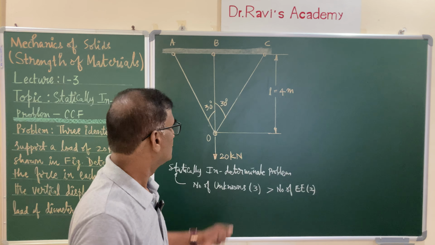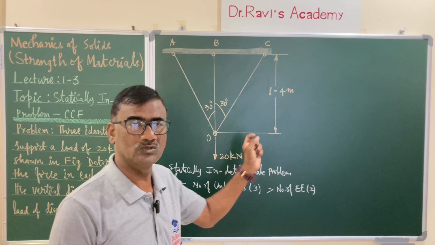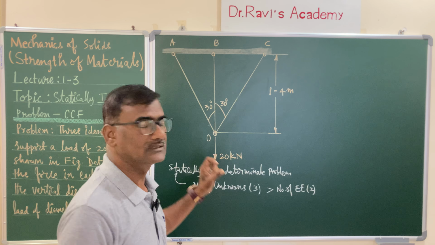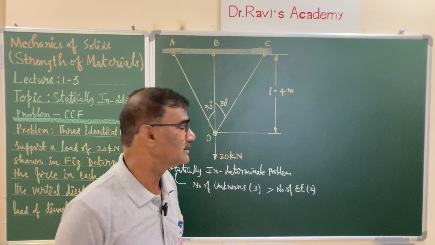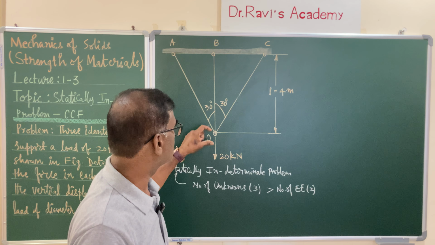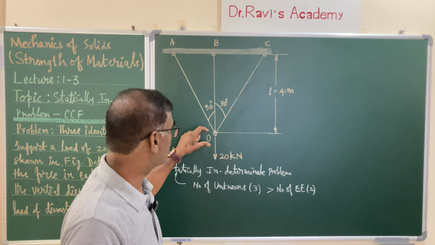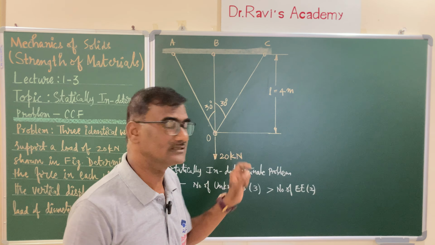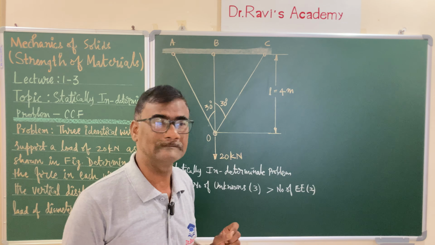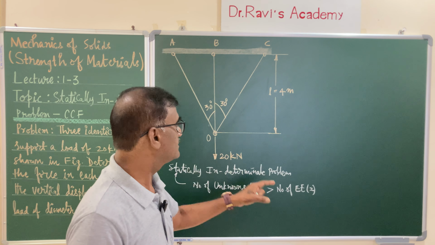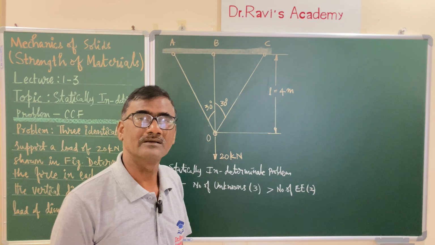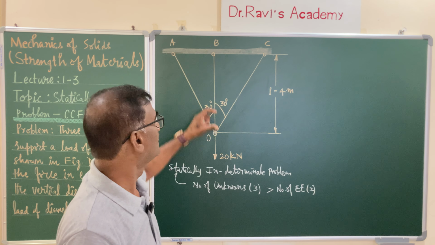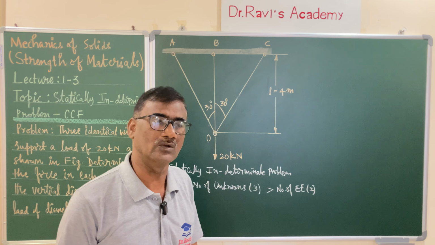That means you are unable to solve this problem just by using equations of equilibrium. You need to consider the deformation so that you will be able to have the consistent deformation, and from that deformation equation you are going to have an additional equation. That equation is called the compatibility equation, that is CE. EE plus CE, the number of equations become equal to the number of unknowns, so that you will be able to find out the unknowns.